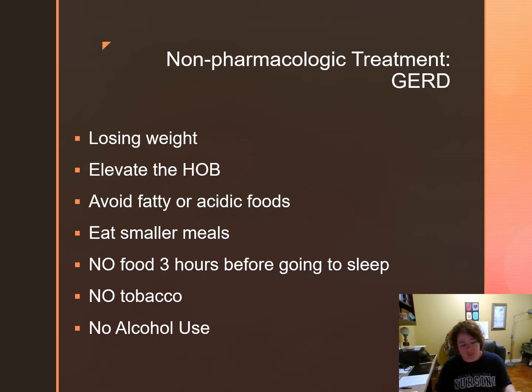The other thing with smaller meals is that sometimes we'll have them eat smaller meals, but then have them eat more frequently. So we kind of have them eat like a hobbit: first breakfast, second breakfast, first lunch, second lunch, all those good things. Absolutely no food intake 3 hours before going to sleep, even if the bed is elevated and all that other stuff, we don't want them eating. And then tobacco and alcohol use.